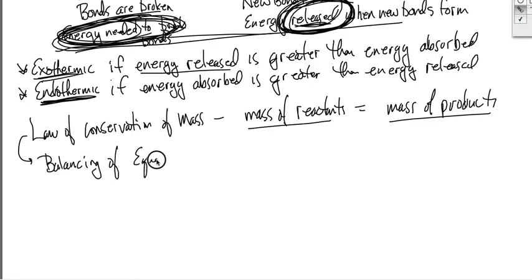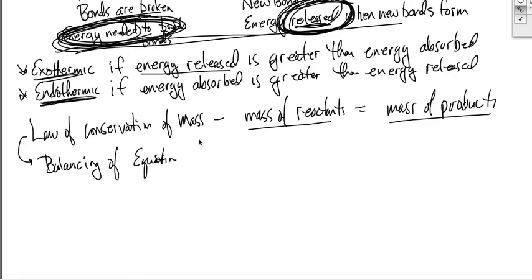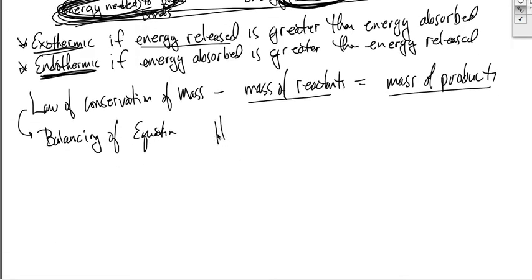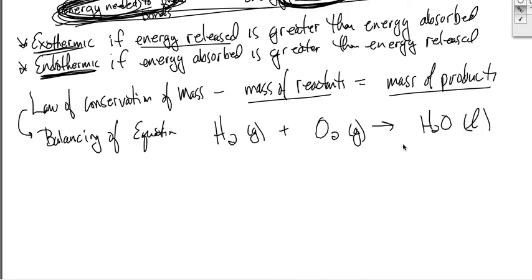And I'll give you an example. So let's take our equation right here again. H2, this is hydrogen gas, and oxygen gas are going to combine to give us liquid water. Now, if you look at this, this is not balanced, meaning we have too much of something on one side and not enough of it on the other side.